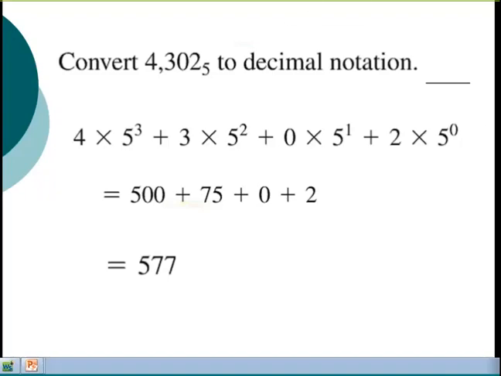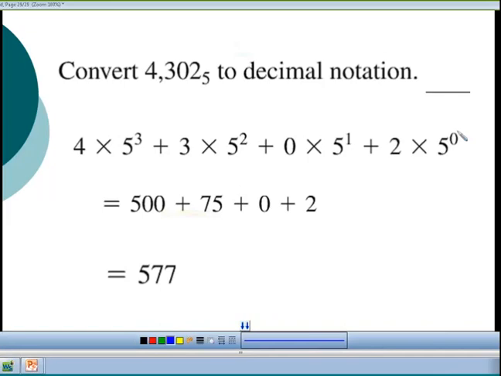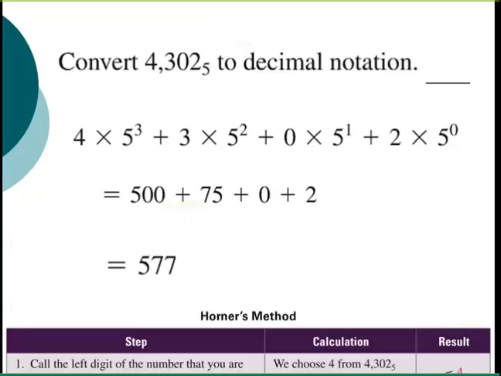All right, class, in the last lesson we just finished converting 4,302 base 5 into decimal notation and got 577. There's another method that might be a little more straightforward than working backwards from our base through units of 1, then units of 5, then units of 25, and so on. It's called Horner's method, and let's take a look at that.